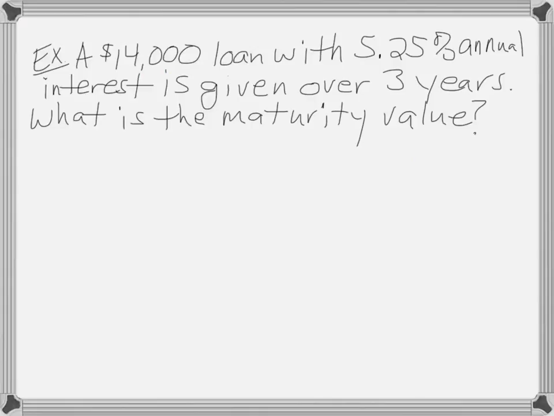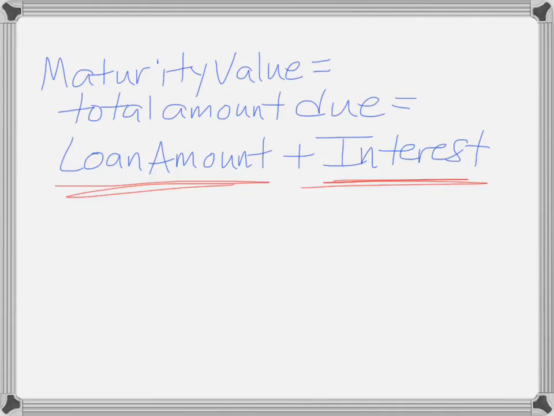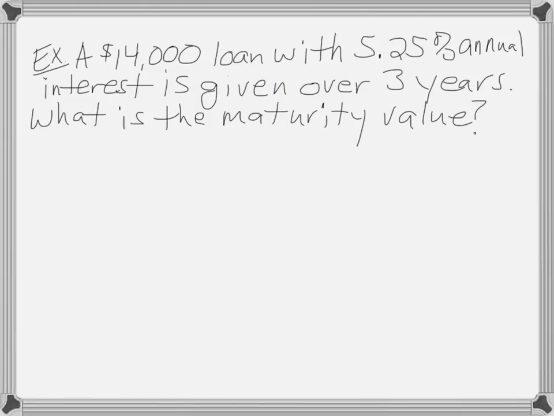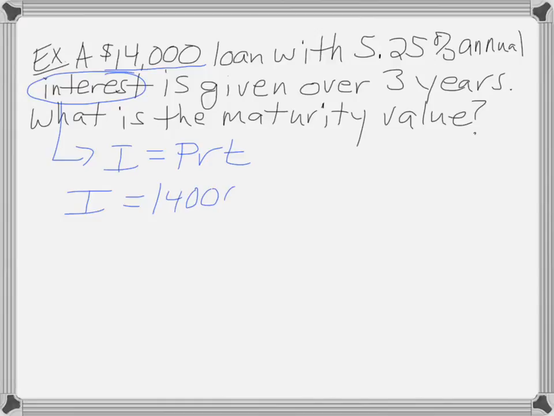For example, a $14,000 loan with 5.25% annual interest is given over 3 years. What is the maturity value? So remember, the maturity value is the loan amount plus the interest. So the loan amount, we know, $14,000. But we've got to figure out the interest. So the interest is our formula, I equals PRT. So the interest would be the principal, the starting amount, $14,000.